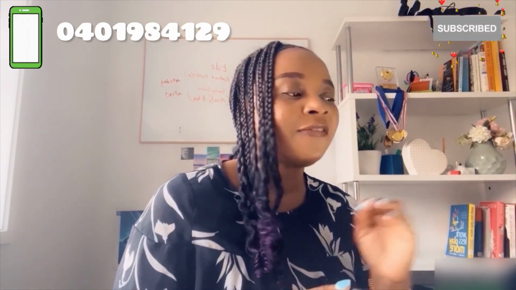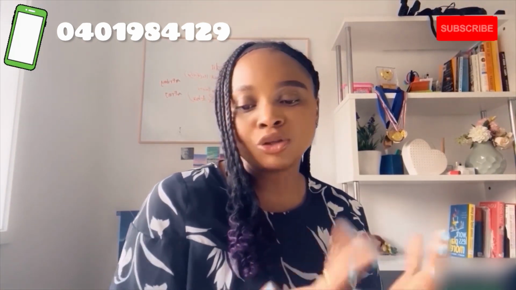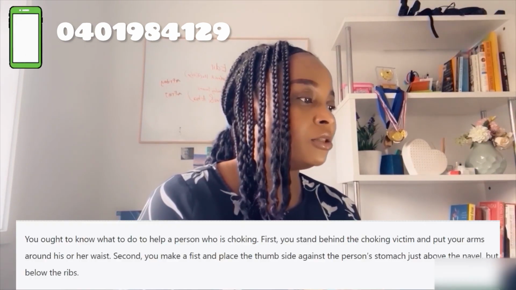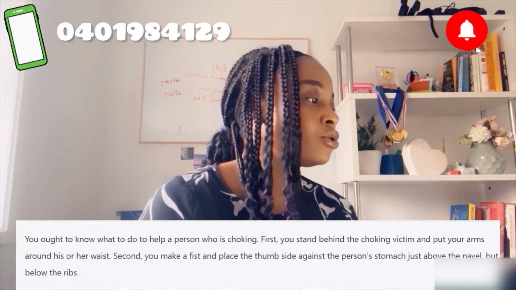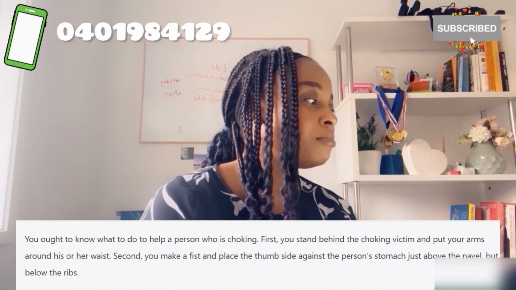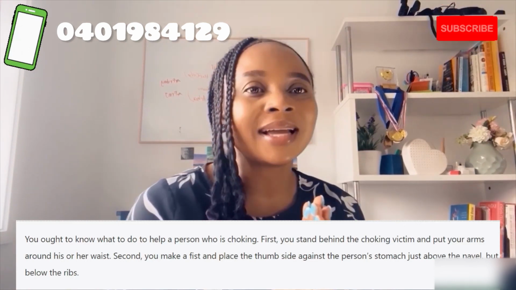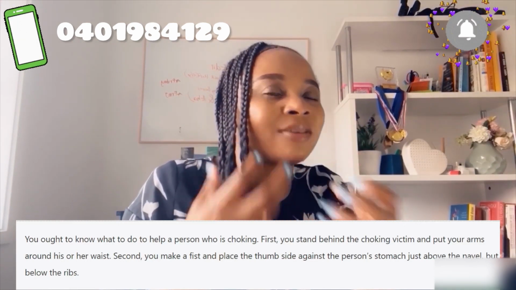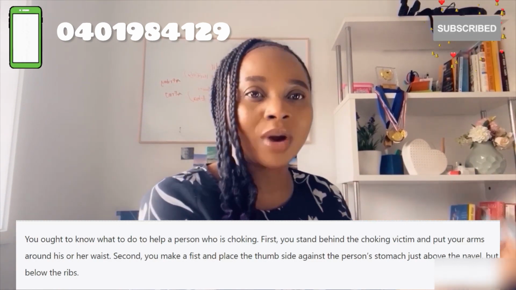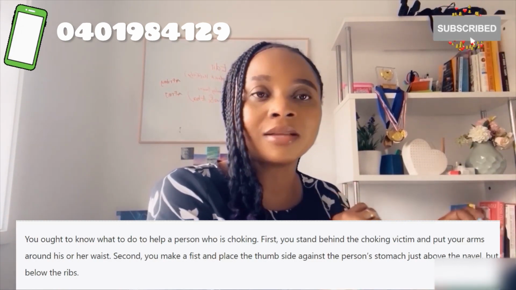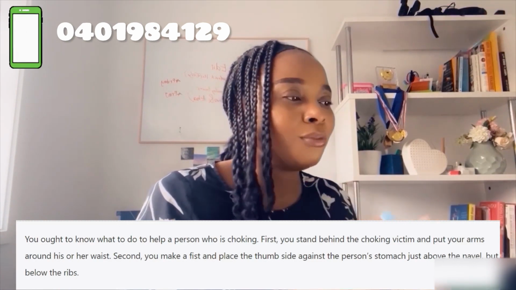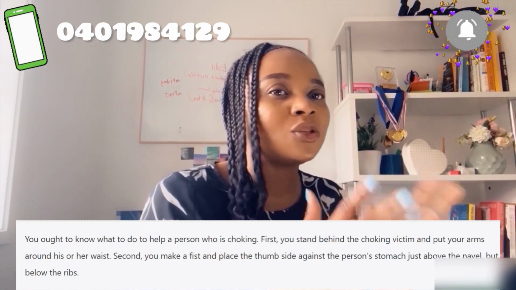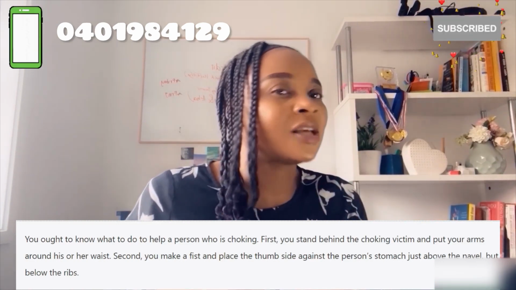So it reads this way: you ought to know what to do to help a person who is choking. Now, if they want you to read this, what I mean by saying do not jumble the words, I simply mean you ought to know what to do to help a person who is choking. First, you should stand behind the choking victim and put your arms around. You don't read that like that, because nobody can hear the words. Remember, these things are individual words that are put together in a sentence, so you can't read it that way. Do not jumble the words. Make sure that each of these words stand out, because they are separate words on their own.